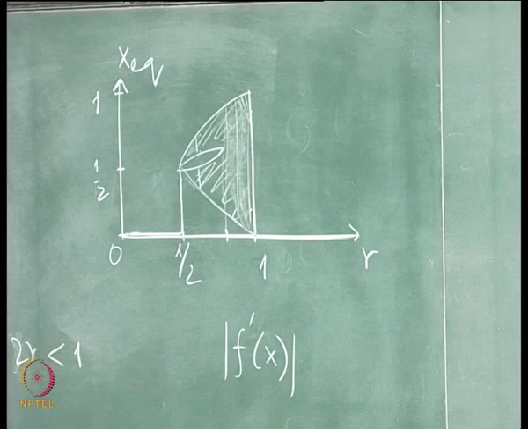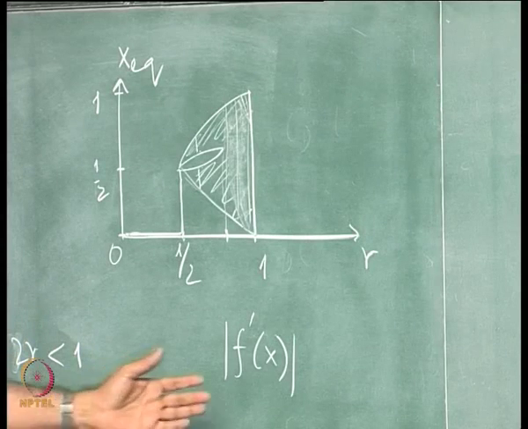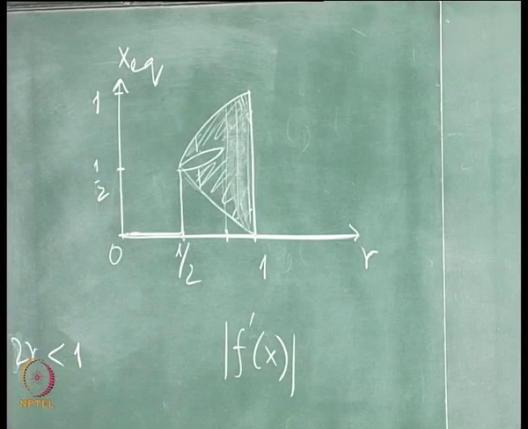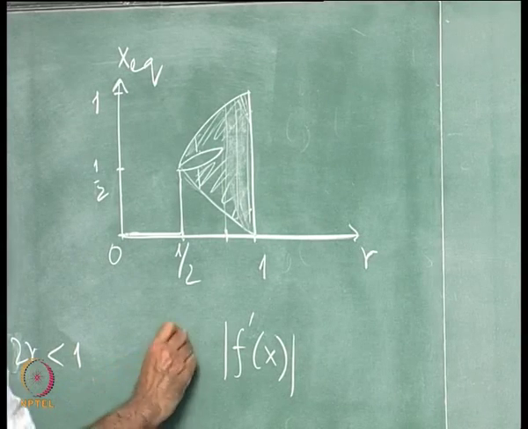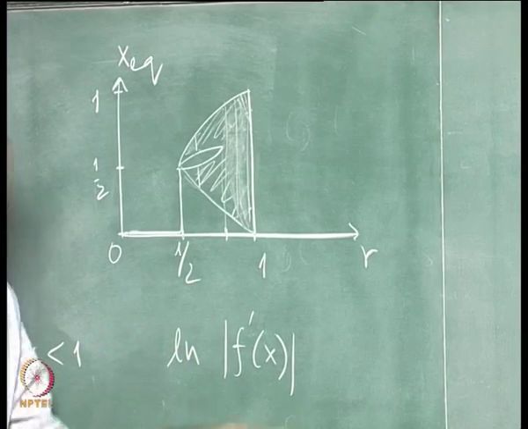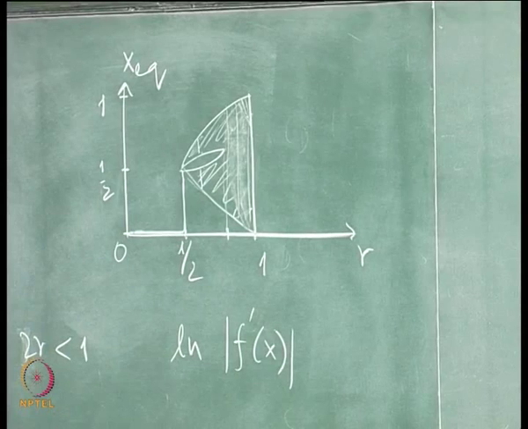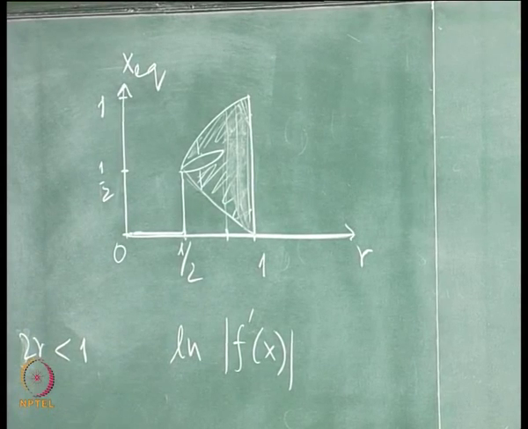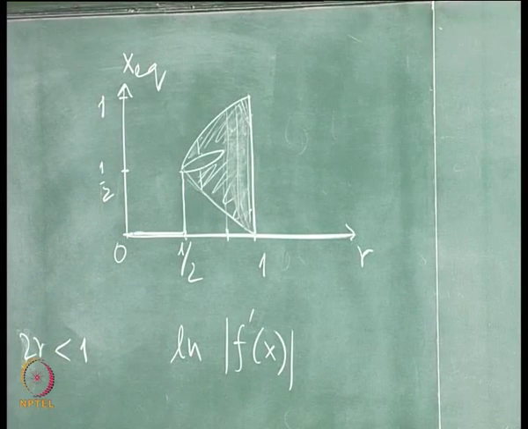As you can see, if you change from x to f of x, this is in fact the Jacobian of the transformation. You take its modulus and you take the log of this, this gives you the local stretch factor, the local Lyapunov exponent if you like. And of course once you have a constant piecewise linear map with a constant value of mod f prime of x everywhere, that is the Lyapunov exponent for the map.